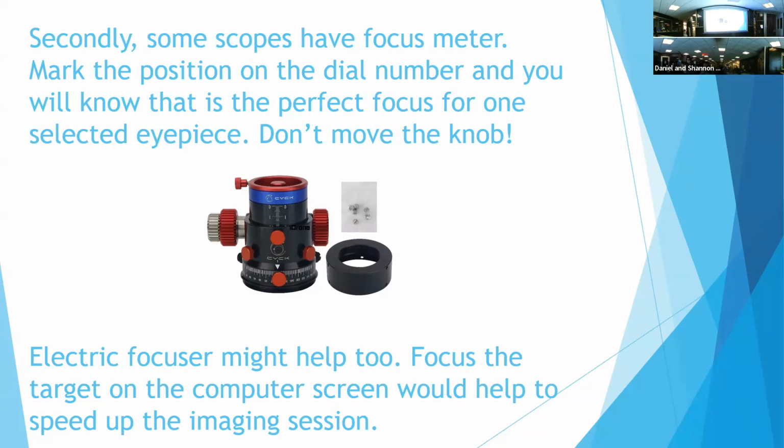Now, secondly, the electrofocuser might help too. Focusing the target on the computer screen will help you speed up the imaging session. You don't have to go back and forth and check, no, it's a little blurry, and then go back. With the electrofocuser, you can watch the screen, sit here while the scope is there, and focus from there. So that's the nicest way to speed up the observing session and the imaging session too.